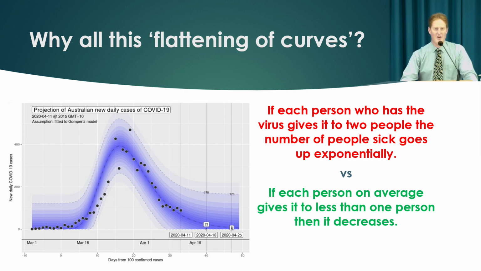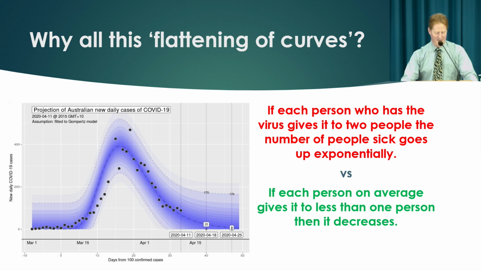If each person who has the virus gives it to 2 people, then the number of people who are sick with this virus goes up exponentially. So 2, 4, 8, 16, 32, 64, 128, I can't do more than that. If each person gives less than 1 person the virus, then this slowly dies out.